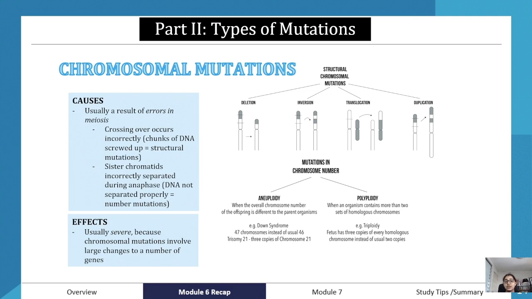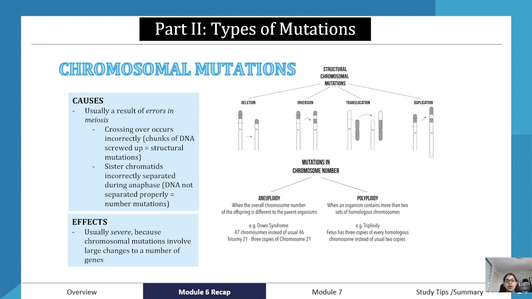They include deletion. So deletion is when a chunk of that chromosome has been deleted, as suggested by the name. There is inversion, when a part of that DNA has been inverted inside out. We also have translocation, when a part of the DNA has been misplaced. The chromosome has been displaced. And finally we have duplication, where a part of the chromosome has been duplicated. So those are the 4 types of structural mutations.